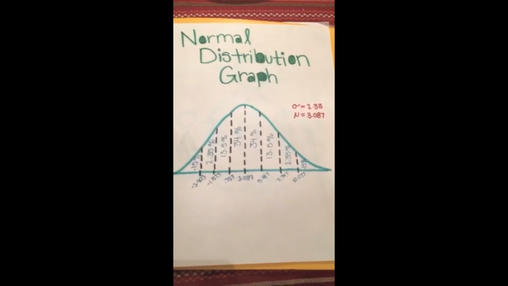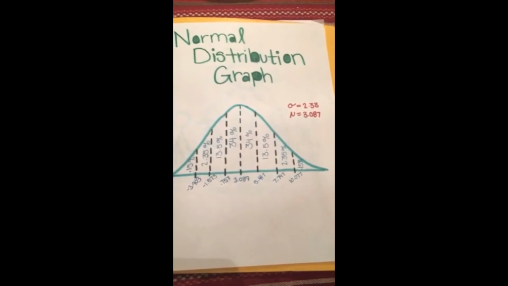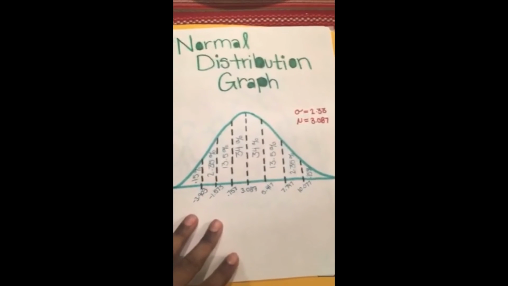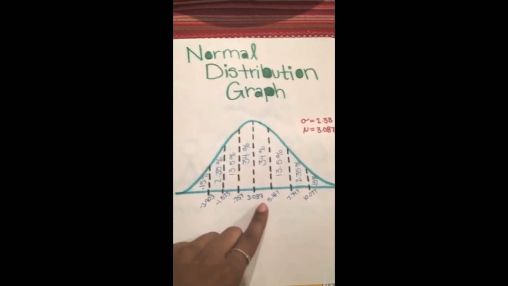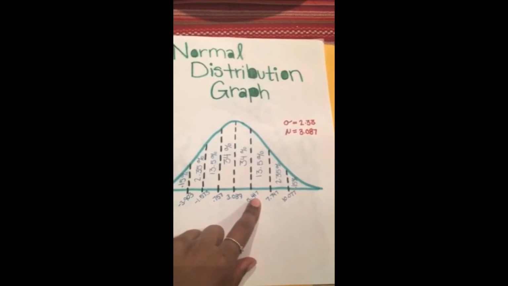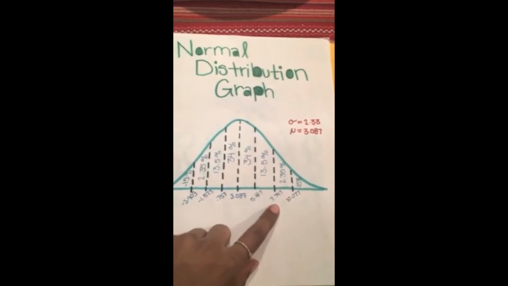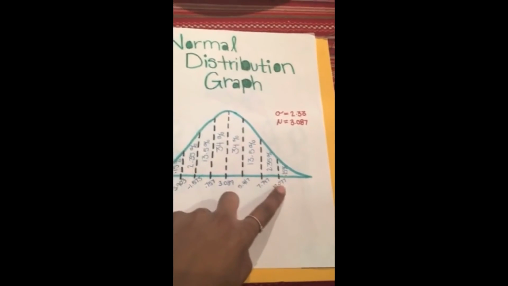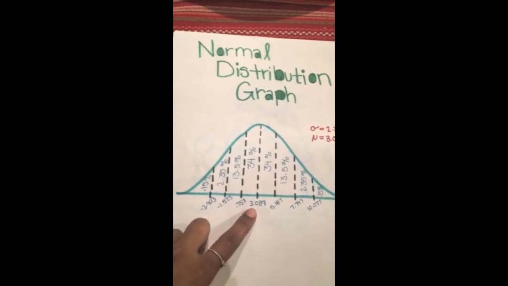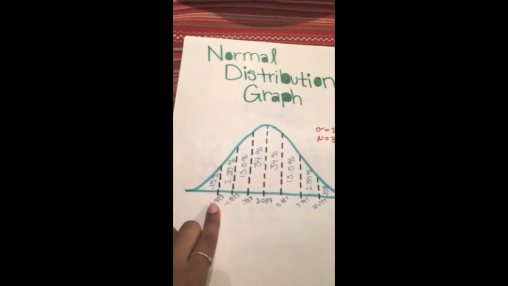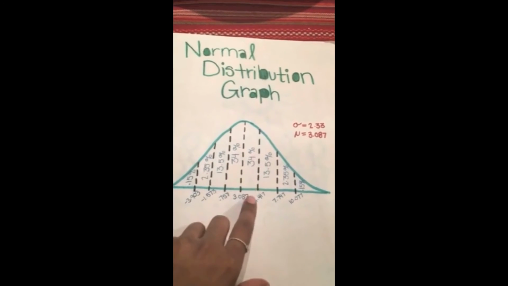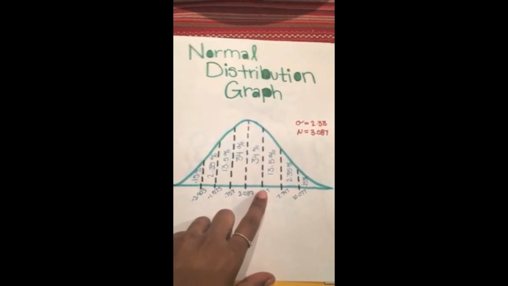For our normal distribution graph, we took the mean, which is 3.087, and the standard deviation, which is 2.33, to create the graph. We place the mean first in the middle, and then to get this first number, we add 2.33. And to get the second number, you add 2.33, and to get the third number, you add 2.33. And for the left side, we subtracted 2.33 to get these 3 numbers. The percentages represent the range in which the people fell to get these numbers.